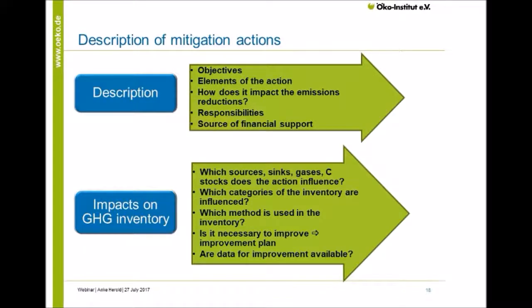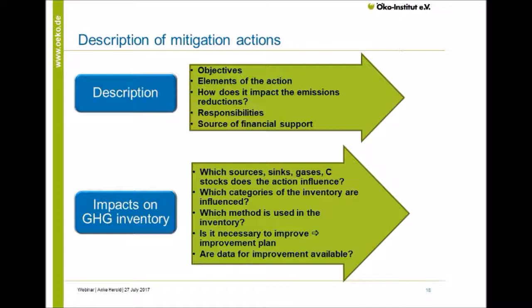In relation to the description of the mitigation action, key parameters that should be defined are the objectives, then the specific elements of the action, the question of how the action really impacts the emissions, and what are really the emission reductions that the mitigation action is expected to bring. Other elements would be the responsibilities for the action, and potentially also sources of financial support.